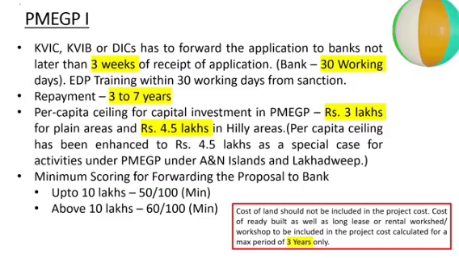So KVIC or KVIB or DIC, whatever it is, because at district level it will be DIC, at national level it is KVIC, and in other areas it will be KVIC or KVIB. What about margin in case of project cost of 1 crore? Margin will be the same norms: 10% for general, 5% for special category. The KVIC, KVIB or DIC has to forward the application to the bank within 3 weeks, and banks are given 30 days for sanction of loan.